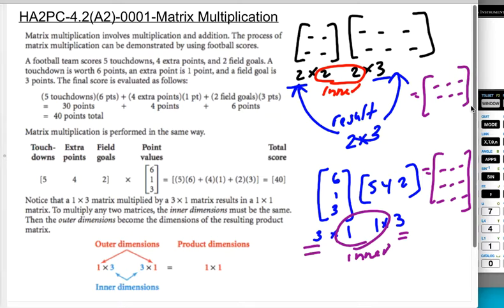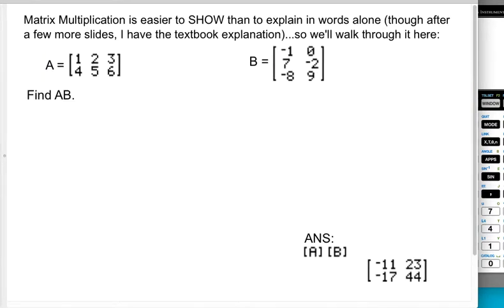So we're going to practice how to actually do this multiplication a lot in this section. That's basically all we do in this section. That's why this section is called matrix multiplication. So let's go ahead and get to it and talk about how this works. Matrix multiplication is way easier to show you than to explain in words. In a few more slides, I will show you the textbook explanation, but it is way easier to show you how it works.